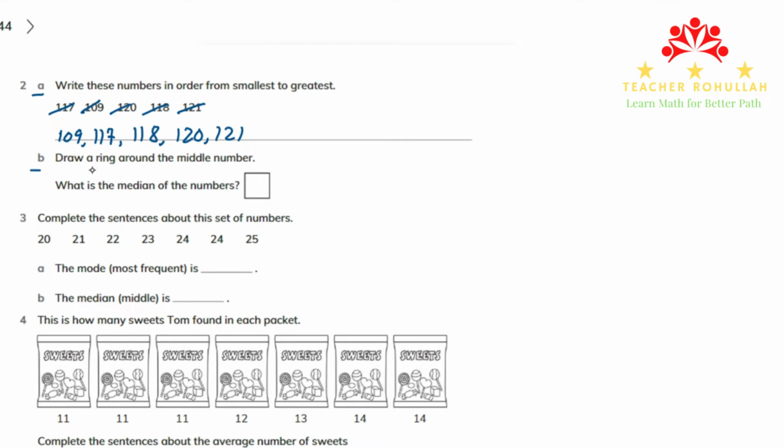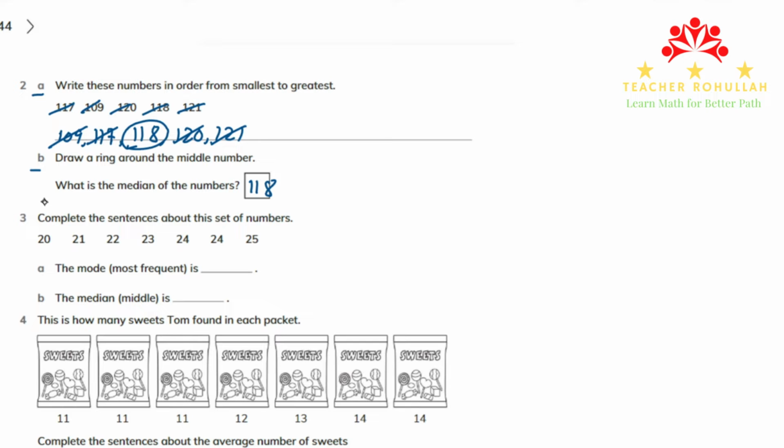Part B says, draw a ring around the middle number. To easily find the middle number, we can cross numbers from both sides. One from the left, one from the right, again from the left, from the right, and the number that is left in the center is the middle number. So we drew a ring around 118, which is the middle number. Again, it says, what is the median of the numbers? The median of these numbers is 118, because 118 is in the center when we have ordered it from smallest to biggest.